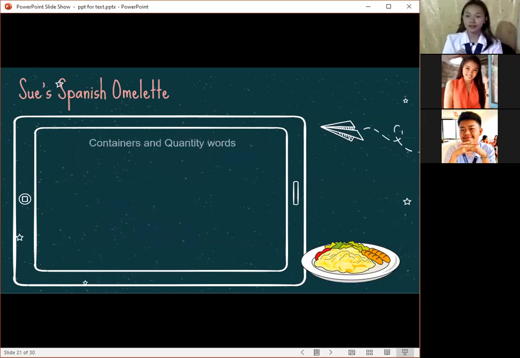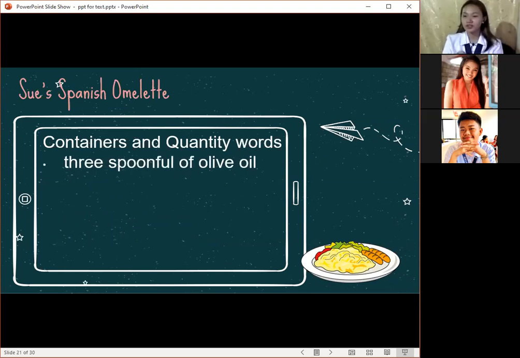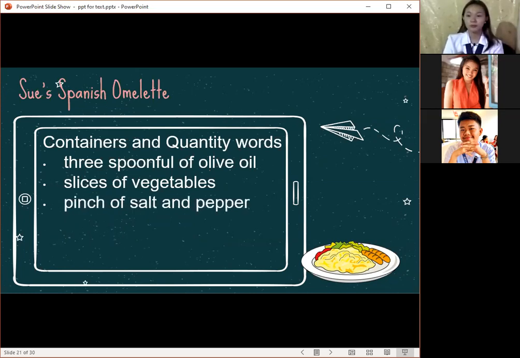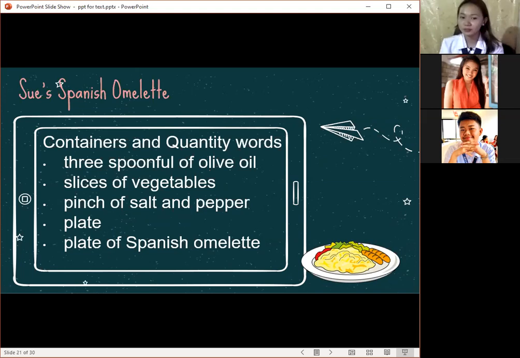On the second paragraph, the containers and quantity words are 3 spoonfuls of olive oil, slices of vegetables, pinch of salt, plate, and plate of Spanish omelette. Did Izzy get that right? Yes, ma'am. Okay, very good.